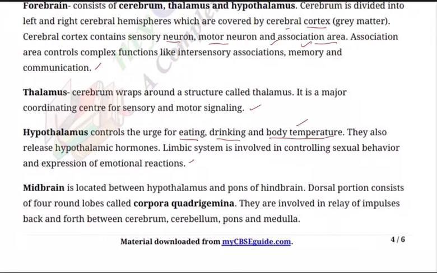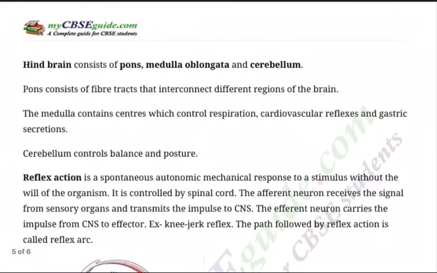The midbrain is located between the hypothalamus and the pons of the hindbrain. The dorsal portion consists of four round lobes called corpora quadrigemina. They are involved in relay of impulses back and forth between the cerebrum, cerebellum, pons, and medulla. The hindbrain consists of pons, medulla oblongata, a very, very important organ, and of course the cerebellum, the seat of intelligence.